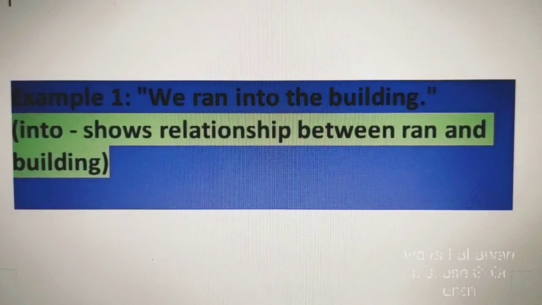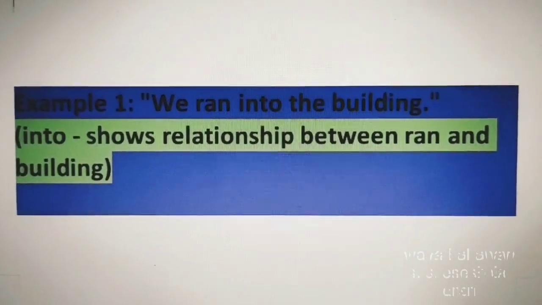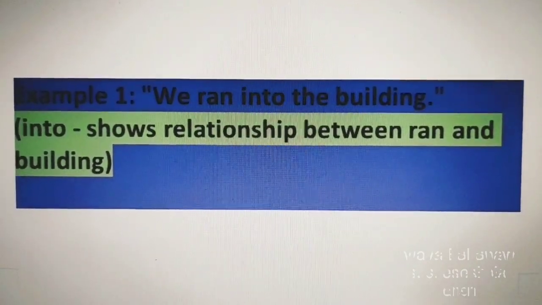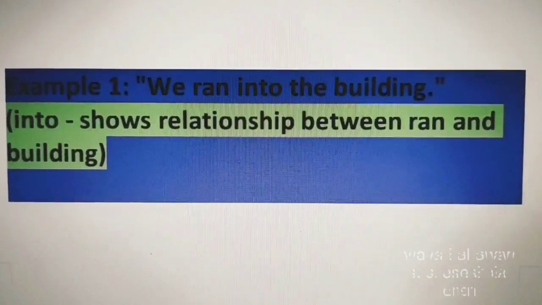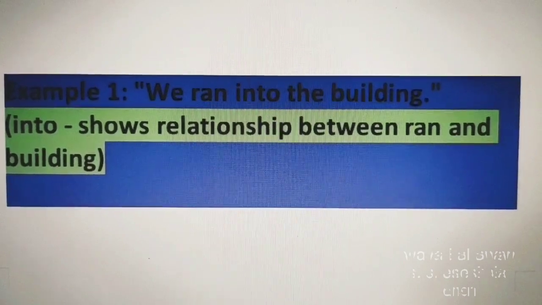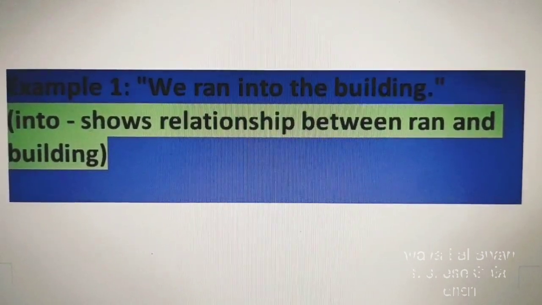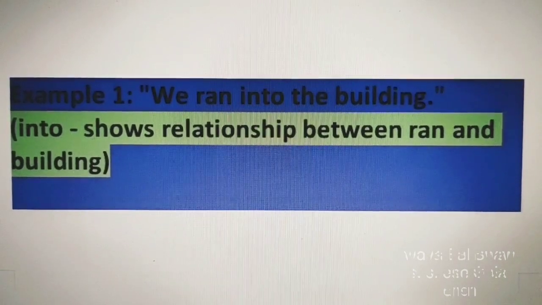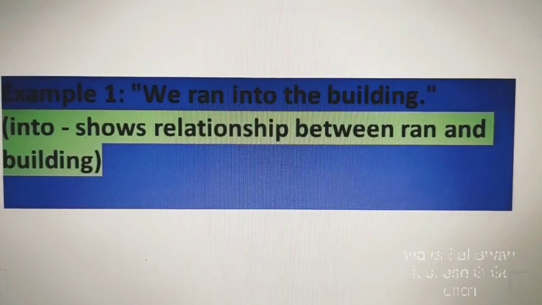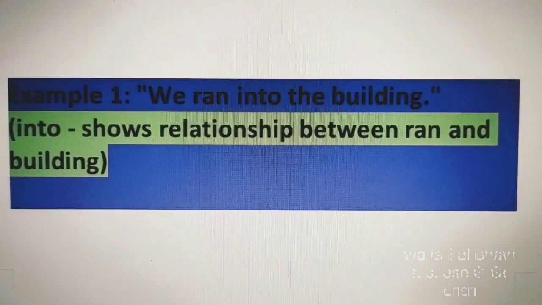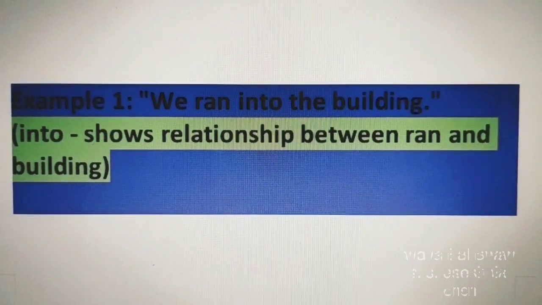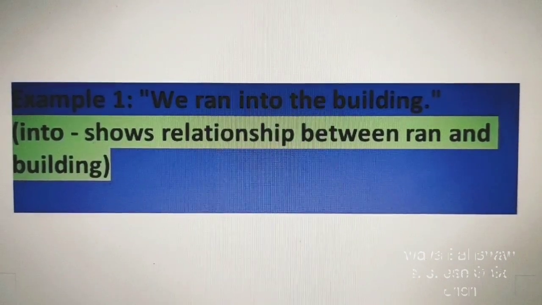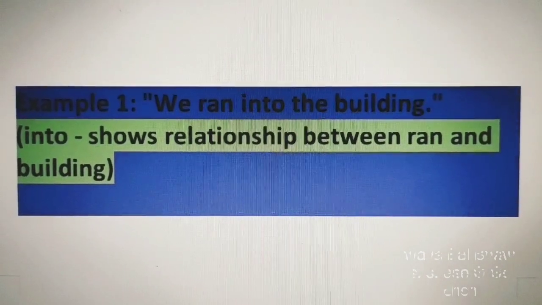Before taking the topic into detail, I would like to show you a few examples where you could understand. The first one is: we ran into the building. The word 'into' shows the relation between 'ran' and 'building'. I hope all of you are able to understand it. Please note it down, each and every one. Write down these sentences.